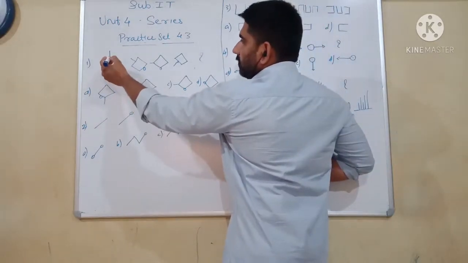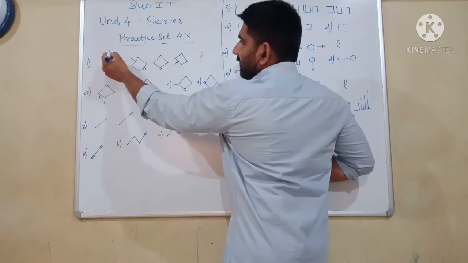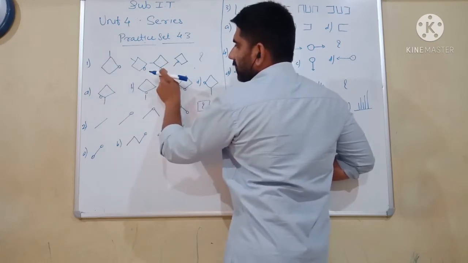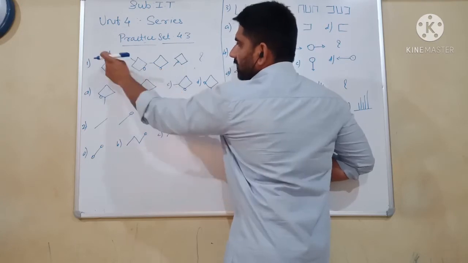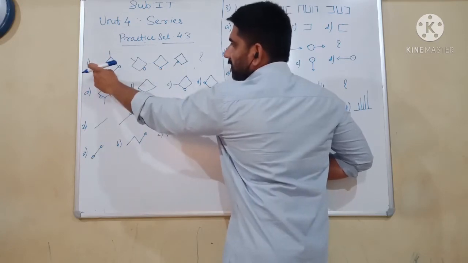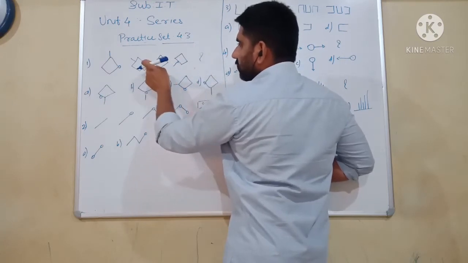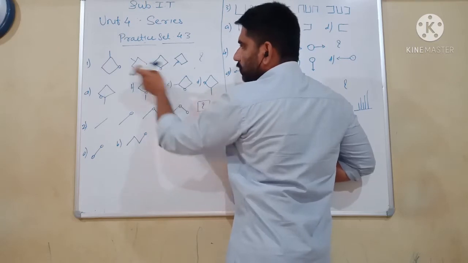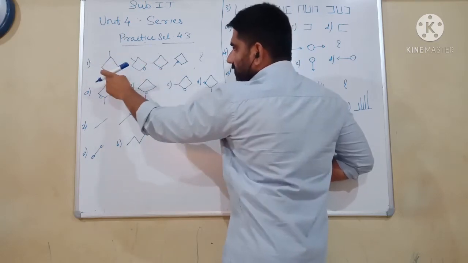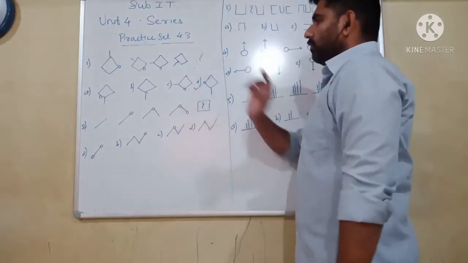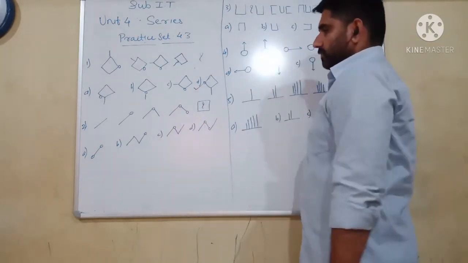But how are the kite symbols getting changed? See here, in the first, the line is on the upside, the circle is here. In the third part, the circle has gone to the downside, the line has gone to the left side. Next, in the fifth part, this circle will go to here, and the line will come from the downside, following the pattern. So the right option is option number 4.